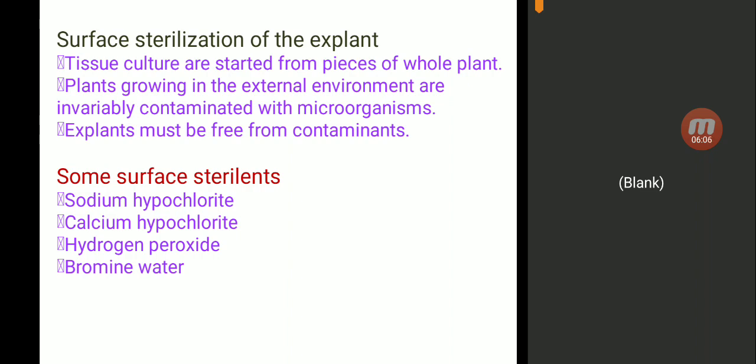So they start with a piece of the whole plant. The piece of plant that is generally brought from the field is contaminated with microorganisms. Therefore, this is an important step to eliminate the contaminants from the explants.